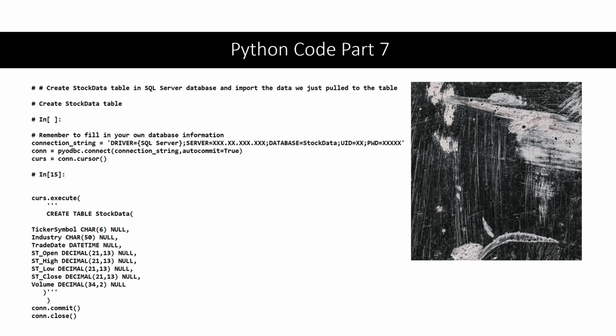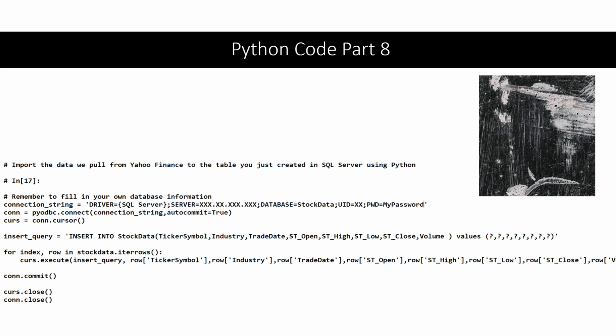Here we connect again to our server, giving an ID, a password in the database, and we create the stock data table. So you can see that it will have a ticker symbol, an industry, trade date, open, high, low, close, and volume. And finally, we are going to connect to the server again with our server name, our database name, our user ID and password.